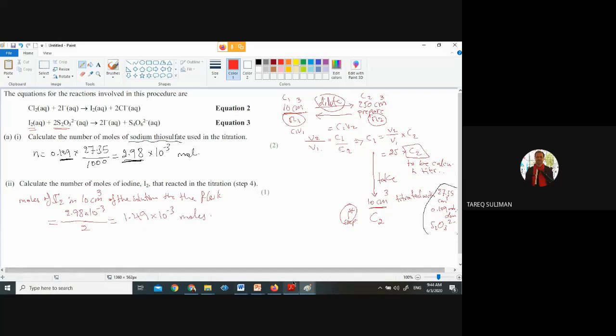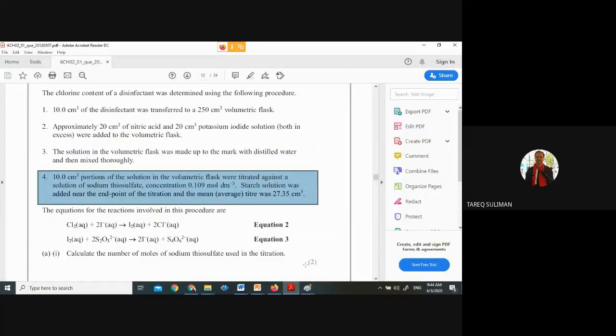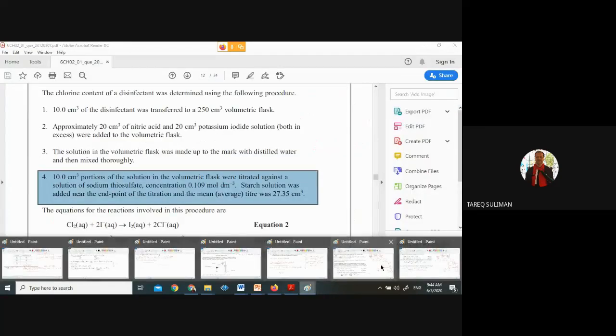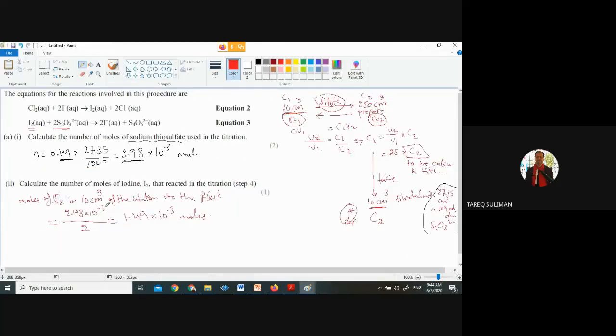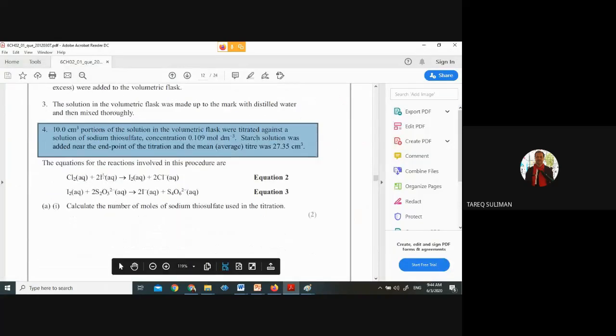Then the part after that, they will ask us to calculate what? Before looking, I want you to guess. What do you think they are going to ask us to calculate? We calculated number of moles here. Sorry, concentration. They will ask us either to calculate the concentration in the 250 centimeter cube, or the number of moles in the 250 centimeter cube. Then we continue, okay? I will check what they asked us to do.